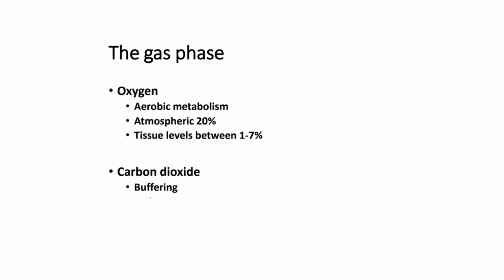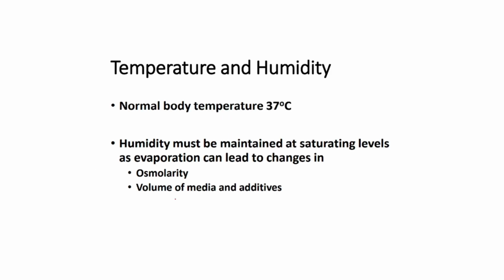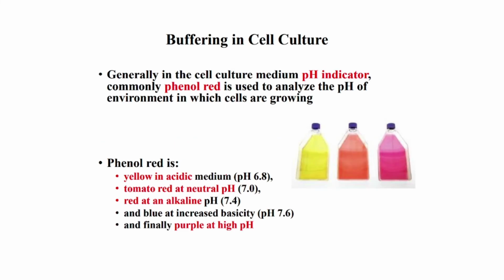Apart from this, we try to ensure that the media contains adequate oxygen, preferably 20% oxygen of the atmospheric pressure, and carbon dioxide, which can be used for buffering. And the media should maintain the adequate temperature, which is the normal body temperature, 37 degrees Celsius, along with adequate humidity. So these are necessities for proper growth of animal cells.